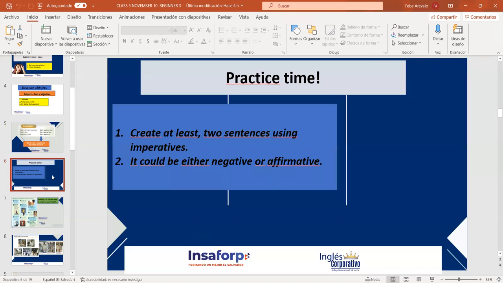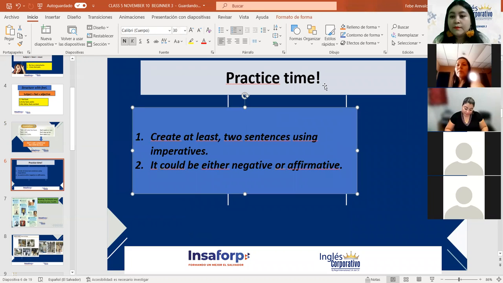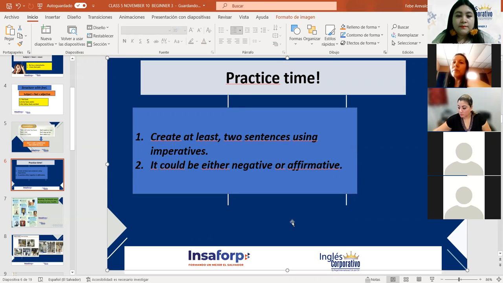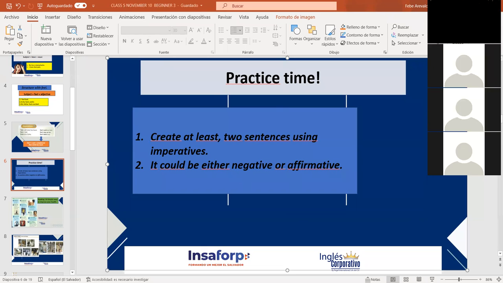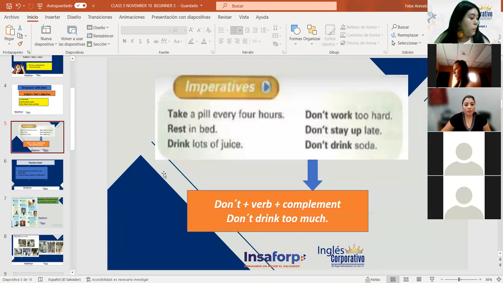Now, what are we going to do, girls? Practice time. Maria Sigüenza, can you please tell me the instructions? Exactly, thank you. It could be either negative or affirmative, you decide. All right, but only two sentences. Let's work on that, please. If you need help, let me know. Puede retroceder la anterior? Yes. Thank you. You're welcome.